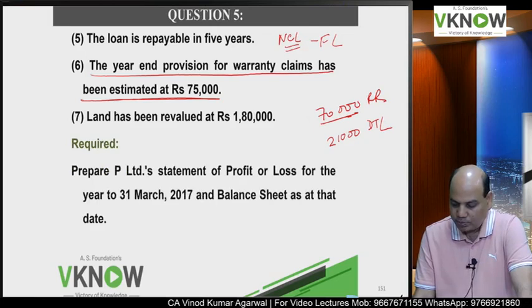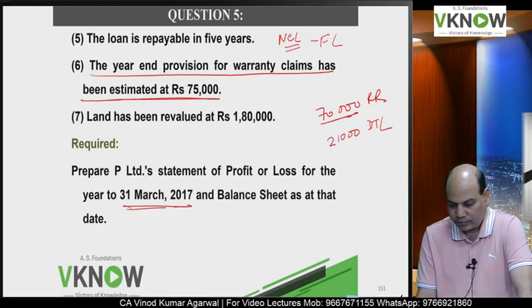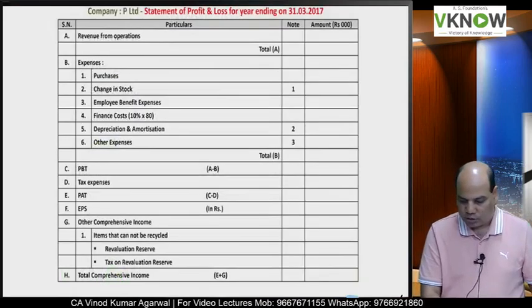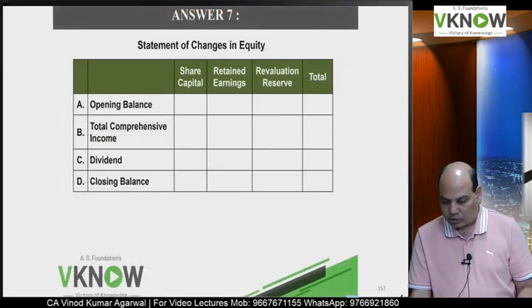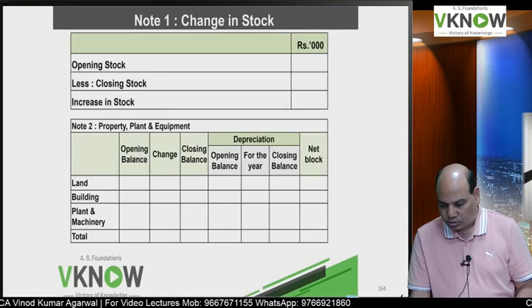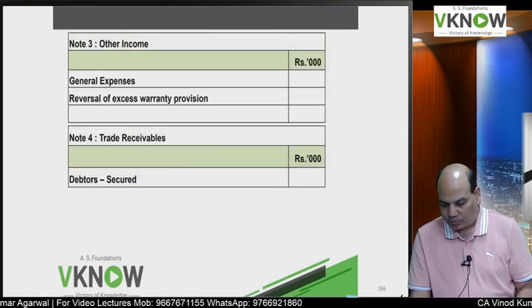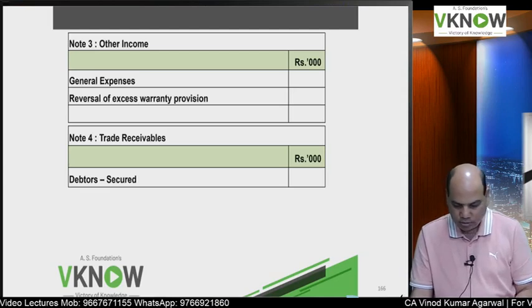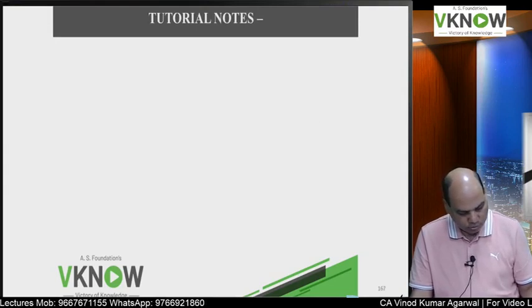Required: prepare the P&L account and balance sheet on 31st March 17. So which formats have you been given? You are given SOPL, you are given SOCIE, the balance sheet is given, and notes are given. Under notes we are given change in stock and PPE, other income and trade receivable. Is it right? And no, loan is not there.